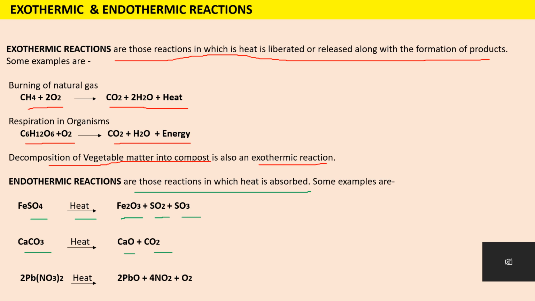The third example is decomposition of lead nitrate due to heat. It produces lead oxide, nitrogen dioxide, and oxygen. Nitrogen dioxide can be identified by its color of brown fumes.